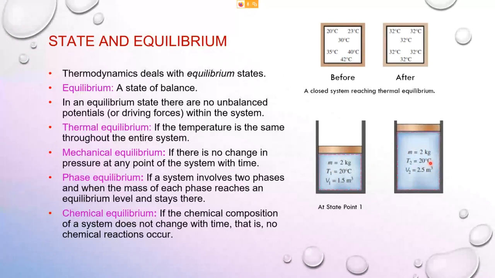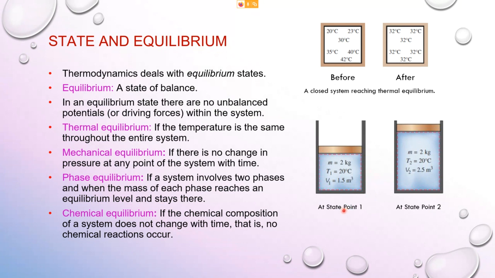So let's say mass is 2 kg, temperature is still remaining at 20, but the volume has changed to 2.5. Then we can say that the system has undergone a change in volume, and it achieves state point 2. So a state point is when any properties of thermodynamics within the system have reached their equilibrium state. But when you supply heat or remove heat, supply work or remove work, the system will undergo changes. After the changes, if the volume, temperature, and mass achieve a new equilibrium state, then we can define this as another state point.